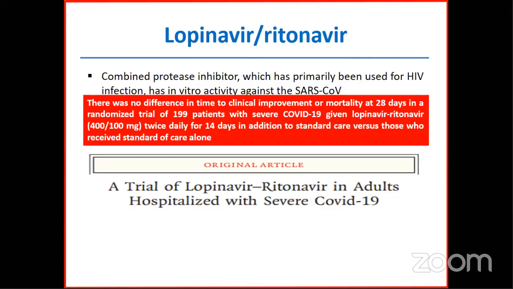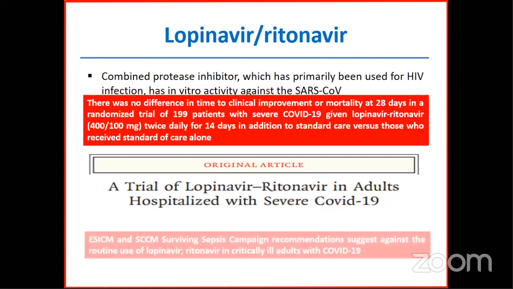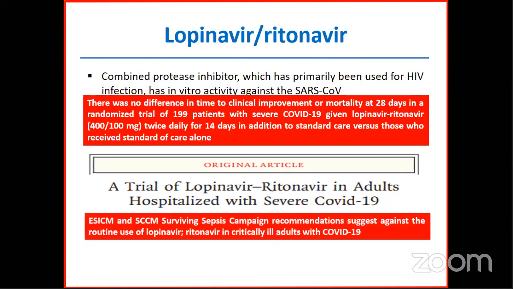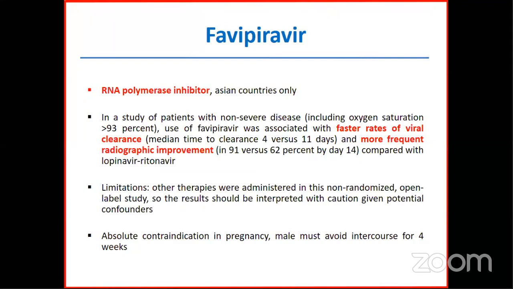In this randomized trial, it showed there was no difference in time to clinical improvement or mortality with using lopinavir, ritonavir. So according to ESCMID, European Society of Intensive Care Medicine, and the Society of Critical Care Medicine, Surviving Sepsis Campaign, all those associations' recommendations suggest against the routine use of lopinavir ritonavir in critically ill adults with COVID-19. So we are not using this agent except in a triple therapy, interferon and ribavirin with the lopinavir ritonavir.